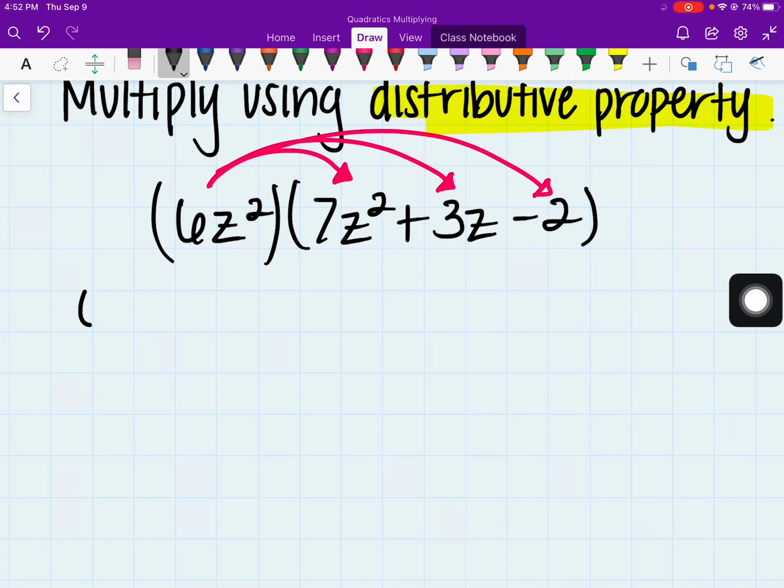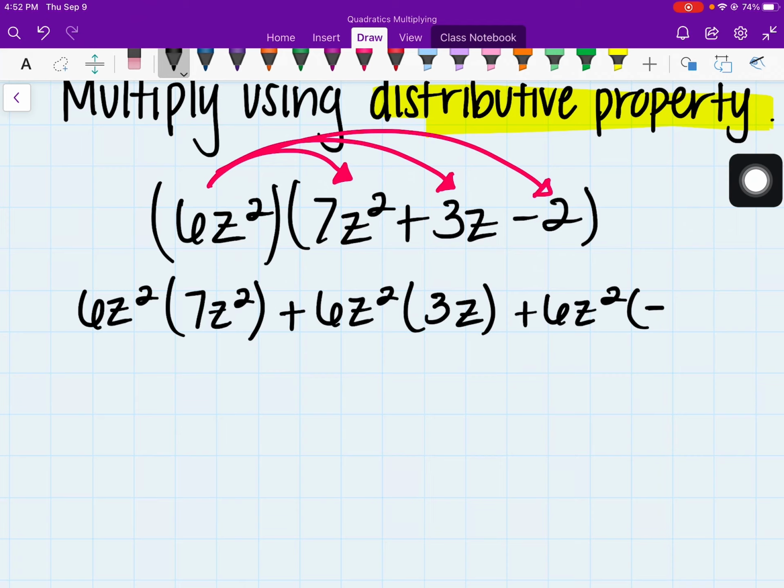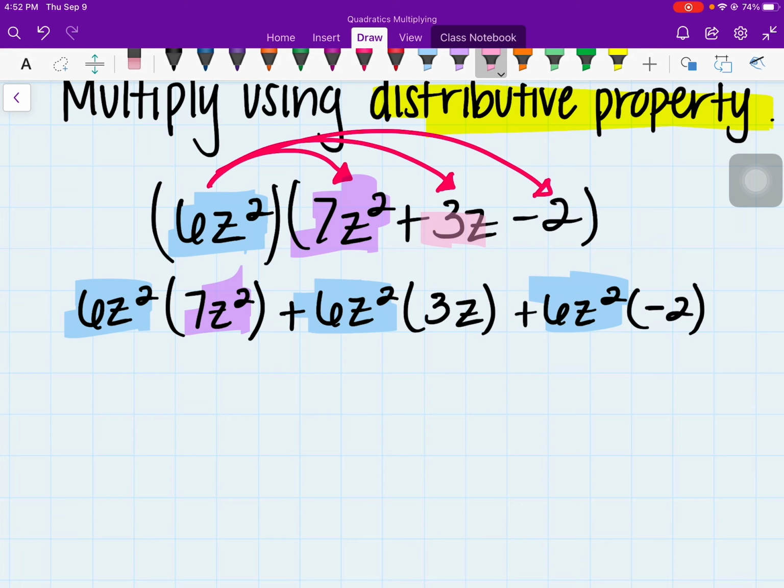So that's going to become a 6z squared times a 7z squared plus a 6z squared times a 3z plus a 6z squared times a negative 2. Once again, this here is the first term we had, and we're multiplying it by each term in the second expression. So here's a 7, here's a 3, and here's a negative 2. So let's go ahead and multiply this out.